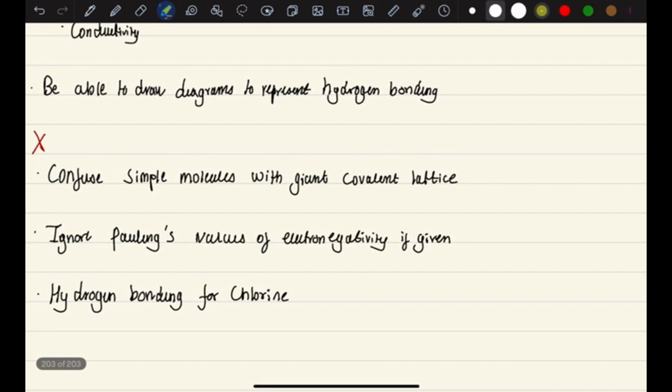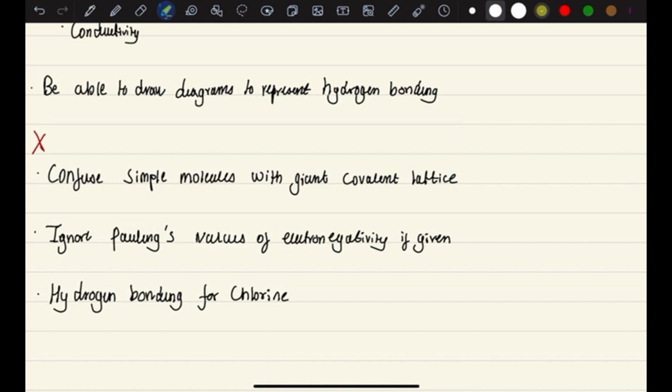What do we not do? Don't confuse simple molecules with a giant covalent lattice. I've seen it done before. Please do not be that person. The Pauling values of electronegativity, if shown, literally don't use your own knowledge. If it shows the Pauling scale values, use the Pauling scale values. Don't rock the boat. Just do what it's showing you.